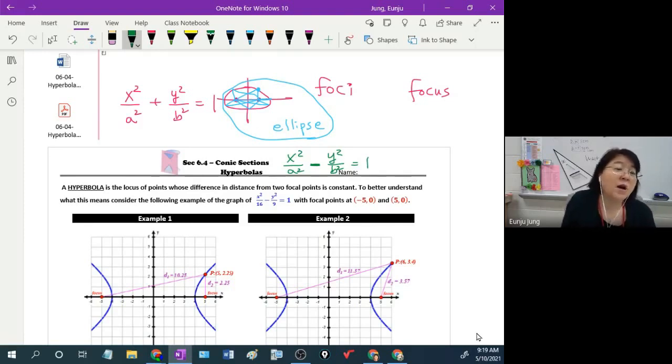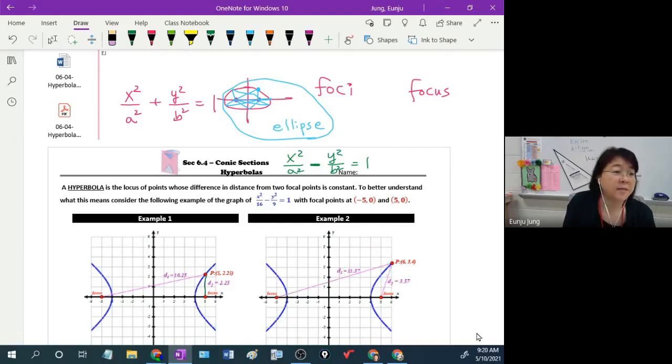So the definition of the hyperbola is the trace of the points, the locus of points whose difference in distance from 2 focal points is constant. So this is the distance that is measured, 10.25. And this is the distance we measure, and that's 2.25. The difference is 8, right? And the other one, we move the position, point P moved up, so it gets longer. And this one is also getting longer because the point is far away from 2 focal points. But the difference between the 2 distances from the focal points is still the same number, 8. So we collect all those points like that, and that is forming a blue curve here. That's called the hyperbola.